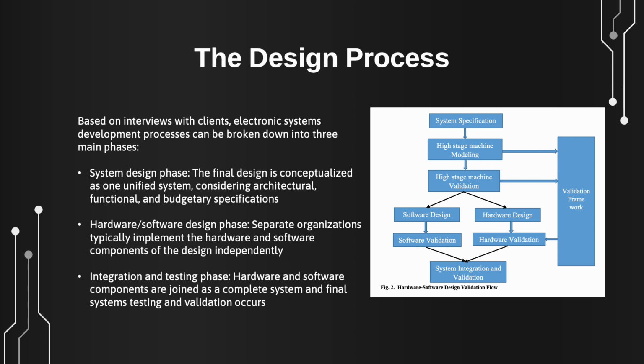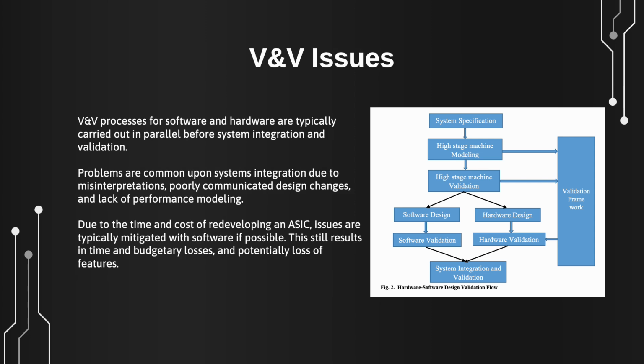So you can see on the right that typically there is a separation of the software and the hardware design and the software and the hardware validation before the final systems integration at the bottom. So as we just said, the V&V processes for the software and the hardware components are typically carried out in parallel, separated from each other before the system is brought together, before the system integration and validation phase.